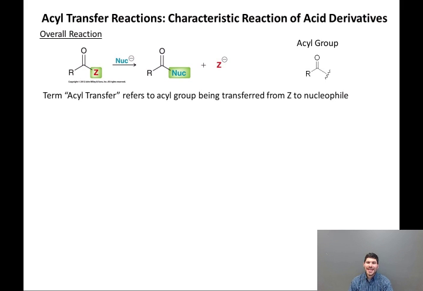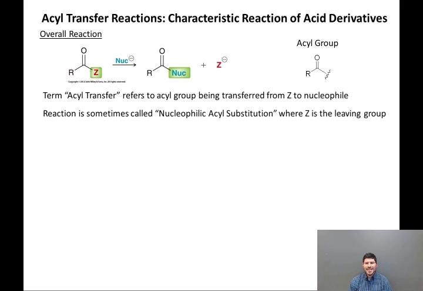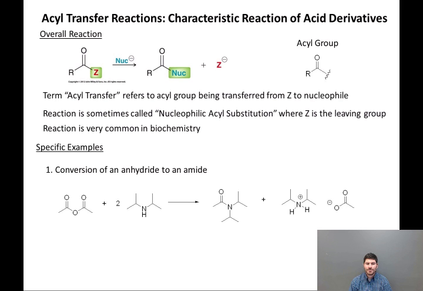Okay, this reaction is called an acyl transfer reaction because one way to think about this reaction is that the acyl group, which is depicted up here on the right, RC double bond O bound to something else, is being transferred from Z to the nucleophile. It's also sometimes called nucleophilic acyl substitution, where Z is the leaving group. This reaction is very common in many of the pathways in biochemistry. Okay, so understanding it now will help you make some sense of the jargon that you may run into in a biochemistry course. So I'm going to give you a couple of specific examples.